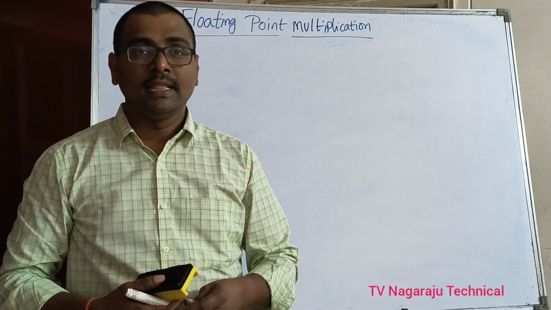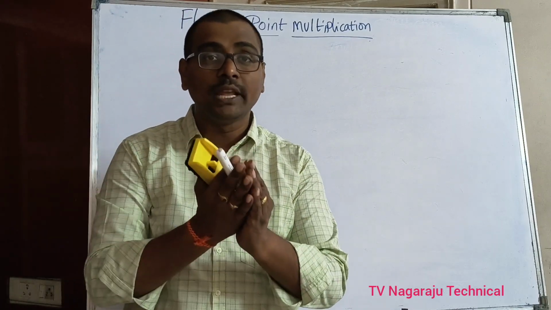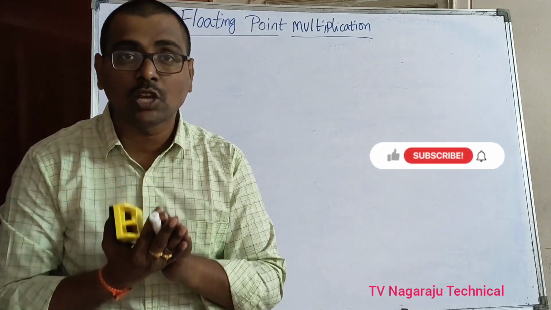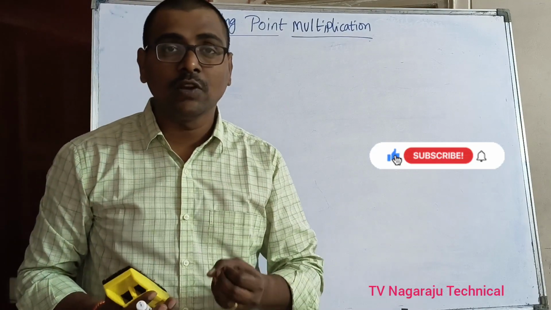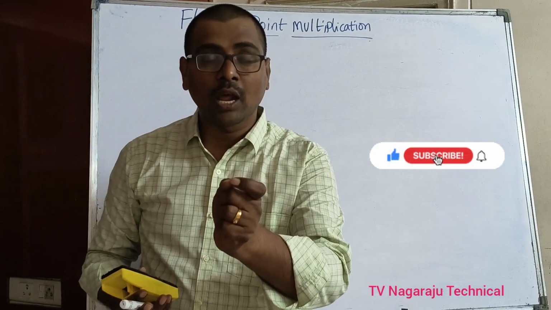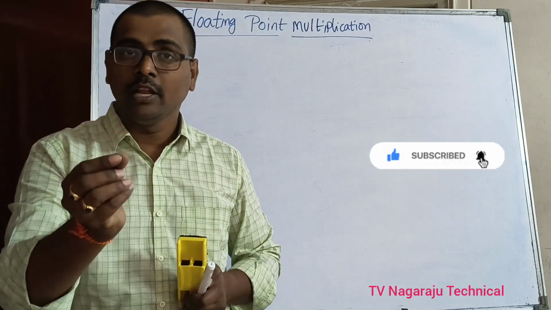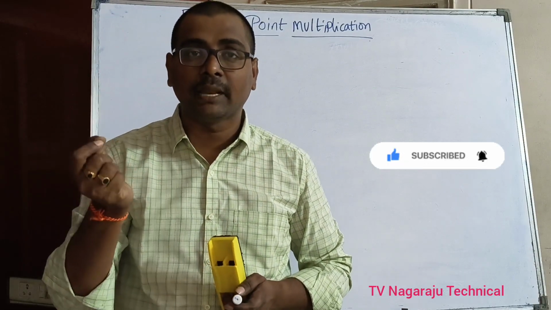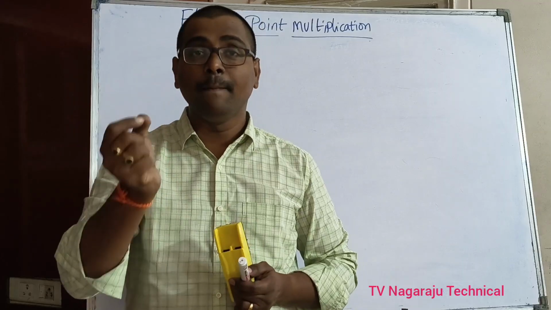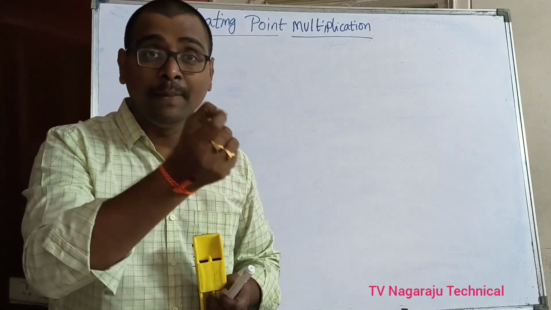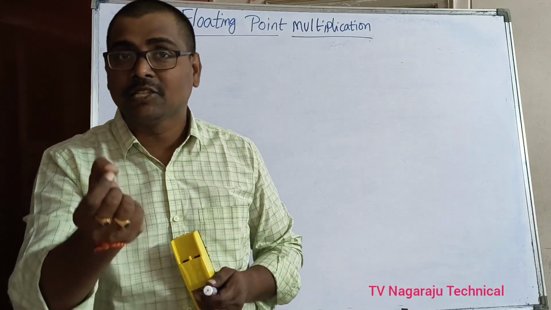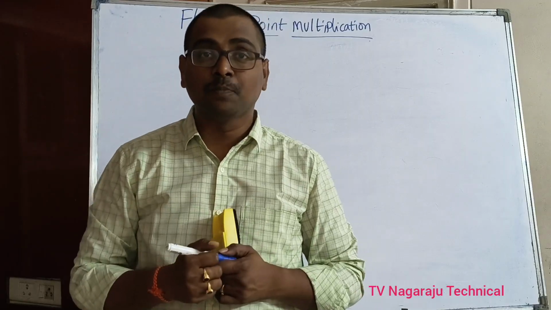Welcome to our channel. In the last session, we discussed floating point addition and subtraction operations. Now in this session, we will move to the multiplication operation between two floating point numbers. We already know floating point numbers are represented by m into r power e, where m is the mantissa, r is the radix, and e is the exponent.